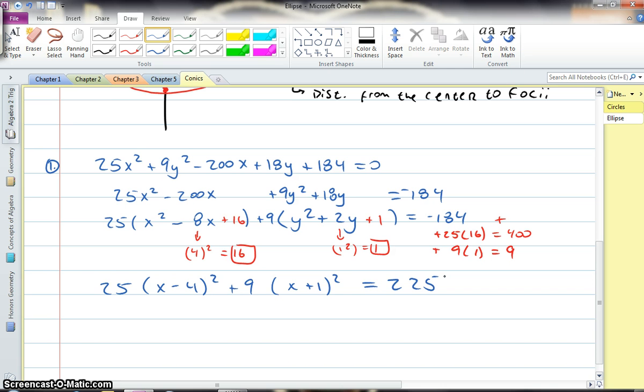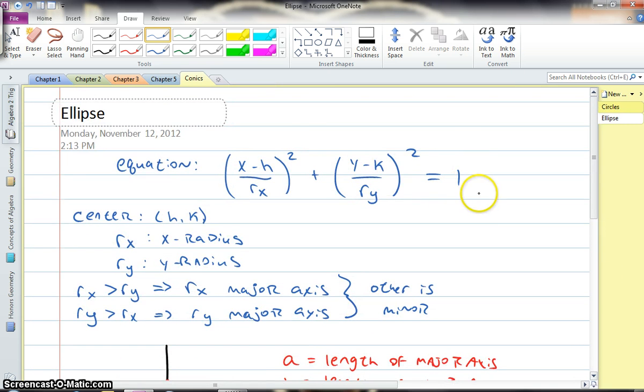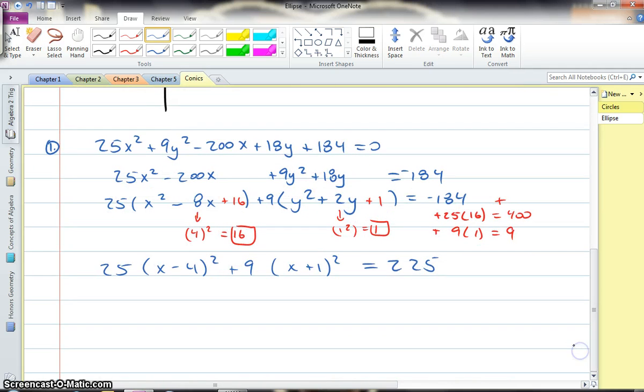Now, notice at the beginning I said it is equal to 1. This piece is very important. It's equal to 1. Is this equal to 1 right now? No. So we have to get it equal to 1. How I do that is I divide everything by 225.